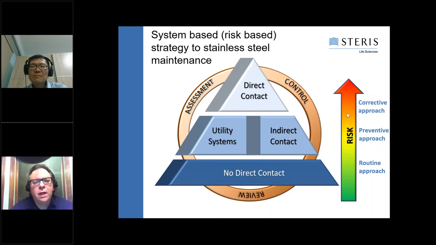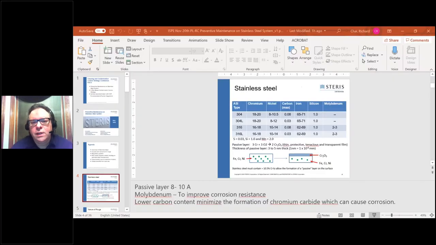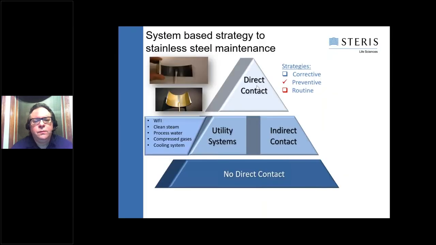We want to think about this from a risk-based approach in terms of review, assessment, and control of the actual applications. And then we're going to divide it into four areas represented by the triangle. The first is no direct contact, so it'll be a low-risk application. Generally when it's observed, you will go ahead and react to eliminate it. The second tier would be utility systems and indirect contact surfaces, and we're going to provide a lot of detail in regards to these two applications. And the top of the pyramid here is direct contact, and obviously this is where it's under the highest risk. So now we want to go over to the next slide, Richard.